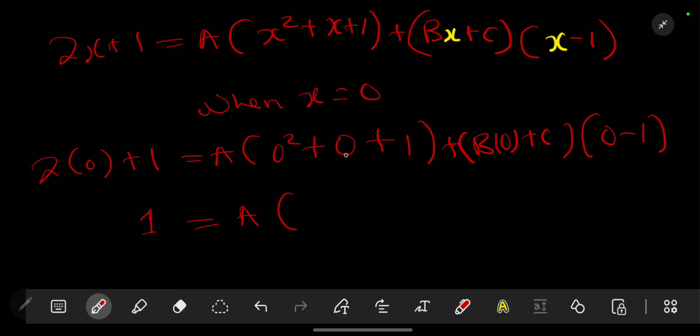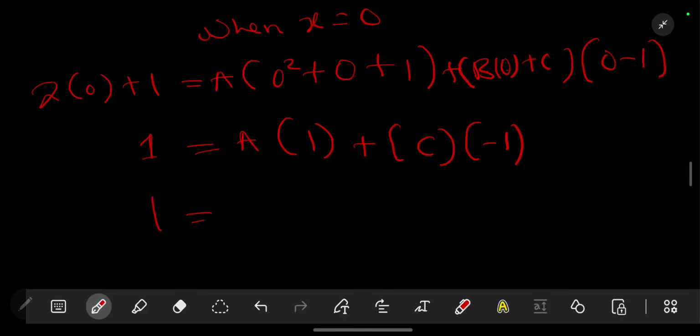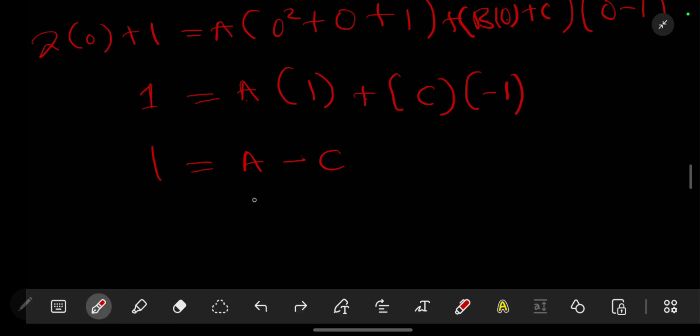0 squared is 0 plus 1, that will be 1. Then we have plus our b times 0 is 0, so we don't write b. So we have c times our 0 minus 1, it's a negative 1. So we are going to have 1 should be equal to a minus c. Why minus c? Simply because negative by this positive is negative. It's negative 1c, but we don't write the 1. So this is what we have.